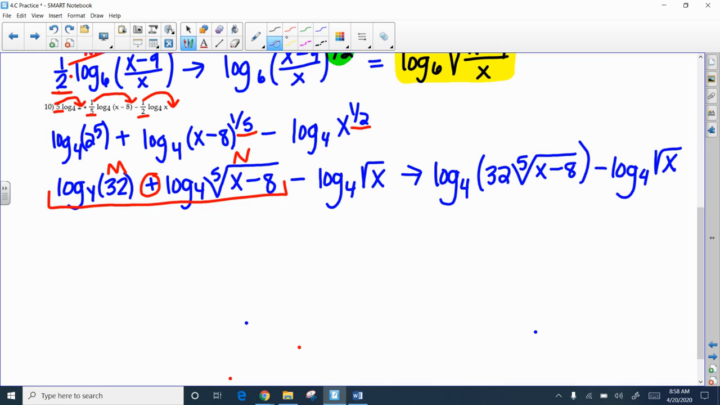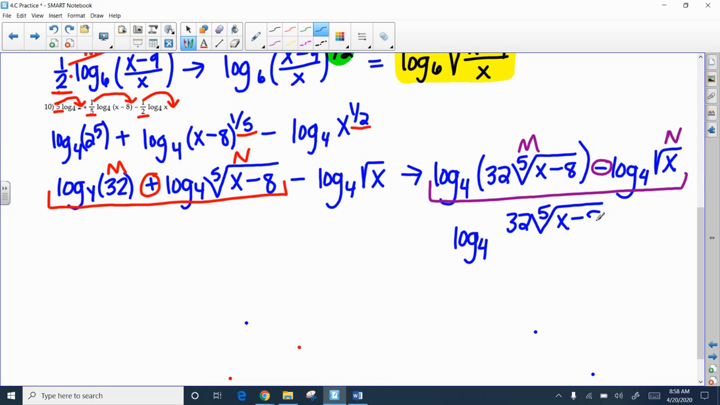Now I can put these two together. Now there's a minus in between, and this is in the form log base b of m minus log base b of n. So when I put these together, they're going to be divided. It's going to be in the form log base 4 of m divided by n. So on the top, I'm going to have 32 times 5th root of x minus 8. On the bottom, I'm going to have square root of x. And that's what my final answer would look like on that one. Now, all 3 of those logarithms are condensed into one logarithm.